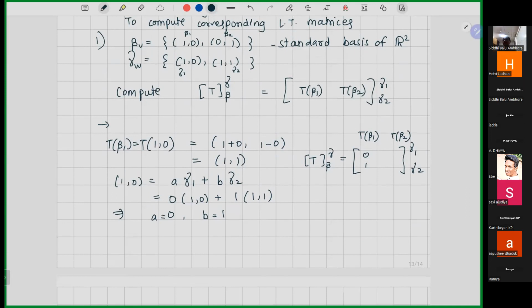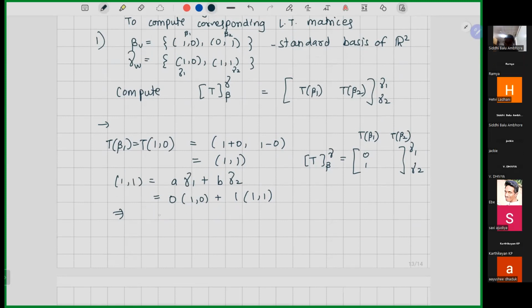So (1, 1) would be equal to A gamma 1 plus B gamma 2. There also it should be changed to 1, right? Yes, here it will be (1, 1). And now this is clear. A will be 0 and B will be 1. And the corresponding linear combinations I'm writing here. So the coefficient of gamma 1, I need to put in the first place and the coefficient of gamma 2 in the second place. So it is 0 and 1.